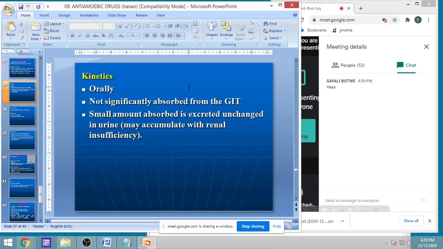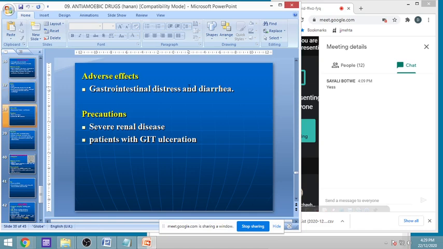It can be given orally. Not significantly absorbed from the GIT. Small amount absorbed is excreted unchanged in urine, and it can accumulate with renal insufficiency. If renal insufficiency is there, it will accumulate, and then accordingly doses should be adjusted.